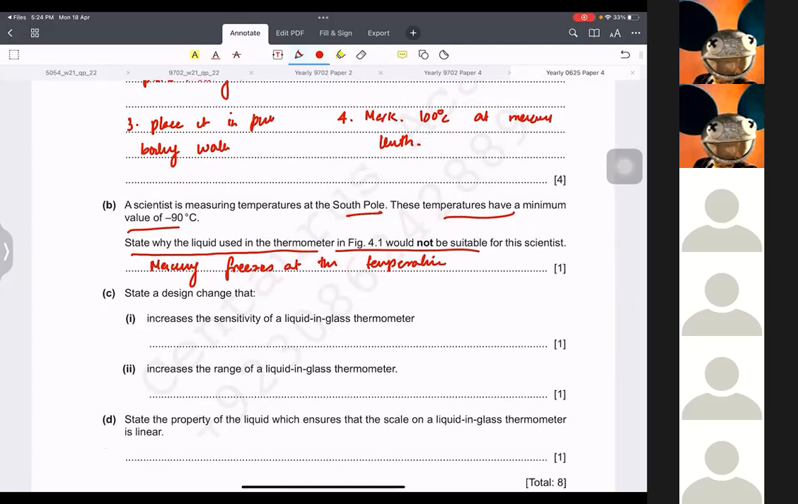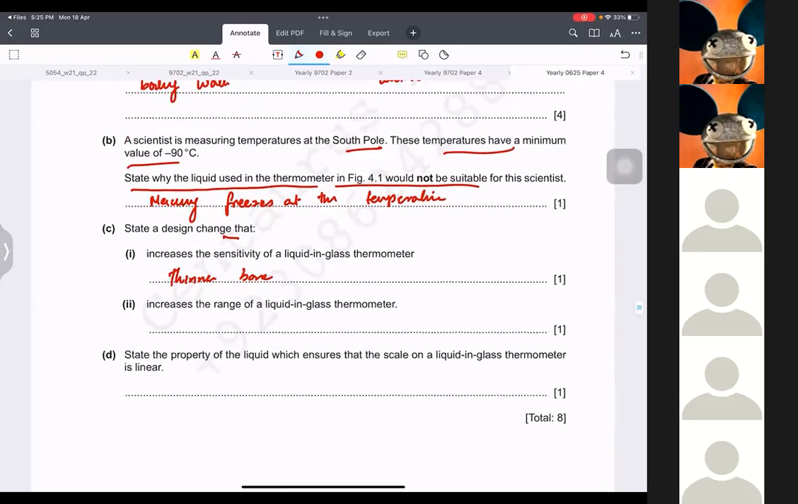All right. Now, state a design change that increases sensitivity. Sensitivity always increases by a thinner bore or smaller bulb or a liquid that expands more. Increasing the range means you should have a longer tube length. State the property of the liquid that ensures the scale is linear. So it should always expand uniformly.